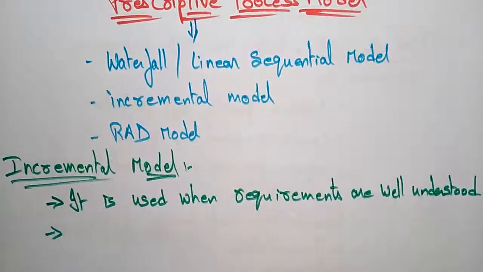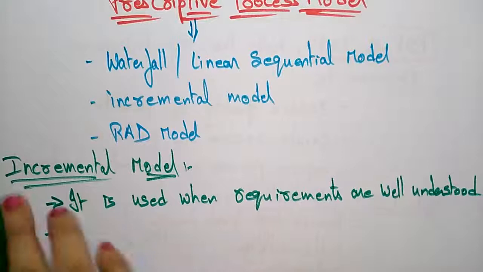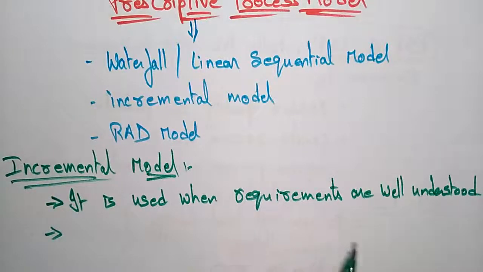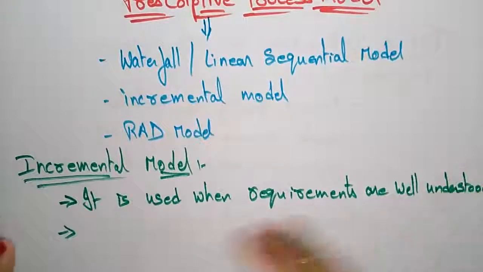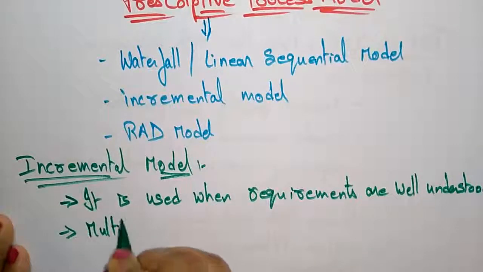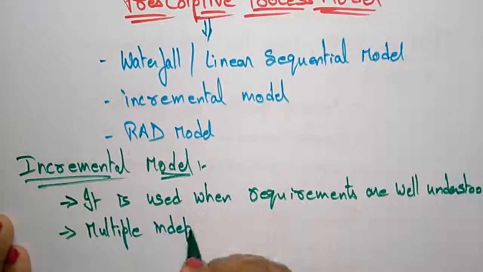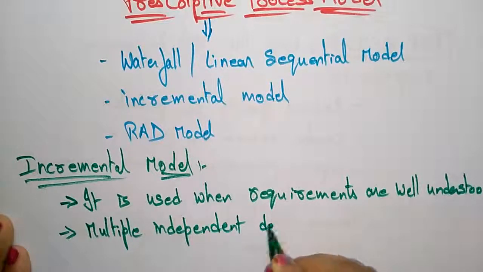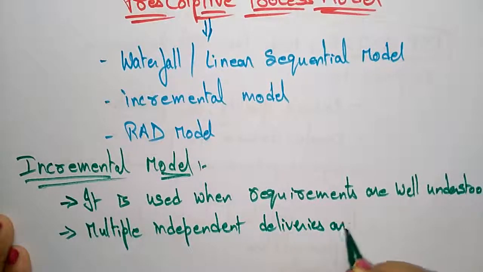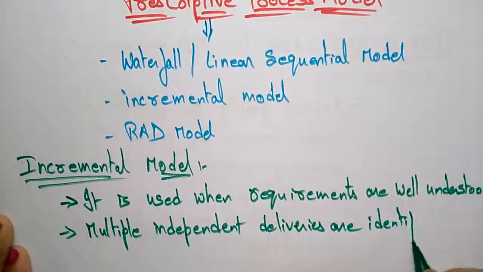And the next point, multiple independent deliveries are identified. In the incremental model, you will identify the multiple independent deliveries. Means once one module is completed, then the delivery will be there. And each one is independent of the other. It's a small unit module, so every module will be delivered independently.